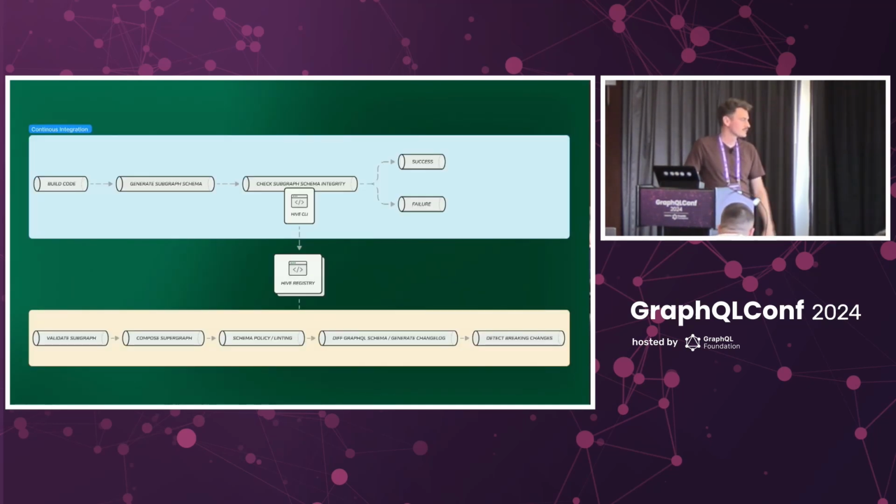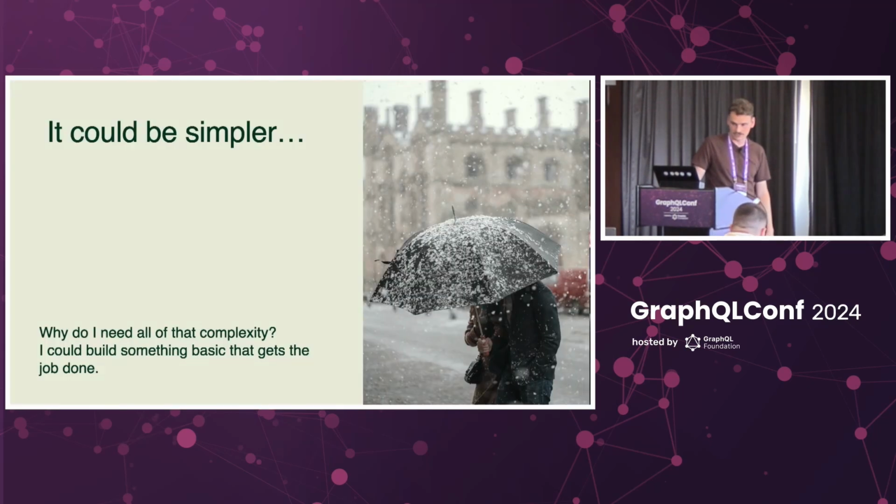Also, in terms of continuous development, continuous delivery, and continuous integration, here's a complex example of what the usual pipeline looks like. You first build the code, generate the subgraph schema, check the integrity with other subgraphs, and then you have a success or failure depending on a bunch of steps, right? One of those steps is to validate if the subgraph schema is actually correct. Another checks if you can compose it with other subgraphs without any issue. And some others, depending on what you need, like linting, generating the changelog, doing some custom logic, or detecting the breaking changes.